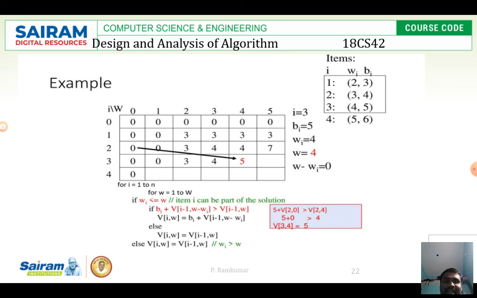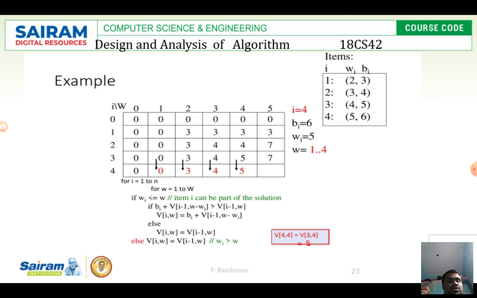Now I can combine the above two objects. When I combine the above two objects, the weight will be 4 plus 3, 7, 7 plus 2, 9. It exceeds the limit. If it exceeds the limit, I cannot fill up the objects in the bag. So what I am going to do, I am going to choose the previous cell value as it is.